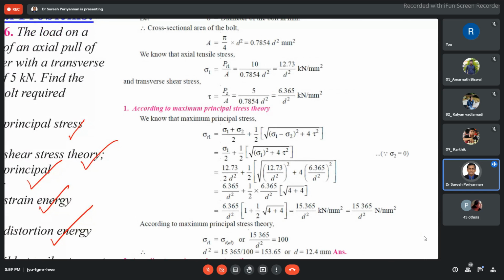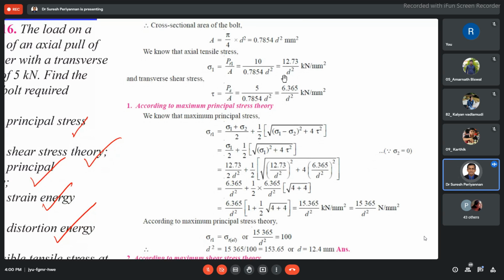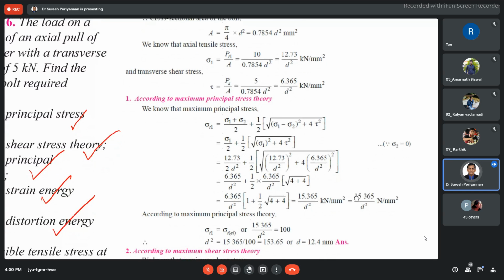Okay, like that you have to assume that, otherwise it will be confused. Then sigma 2 I am considering 0. It's now nothing but sigma y. Now sigma 1 by 2 plus square root of sigma 1 squared plus 4 tau squared. Substitute these two values, I mean sigma 1 and the tau value. Finally, you are going to get the maximum principal stress in terms of D squared.